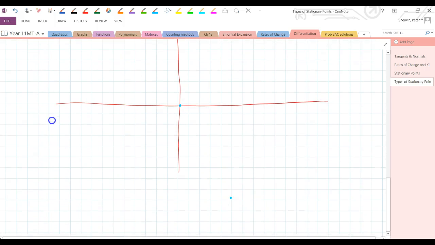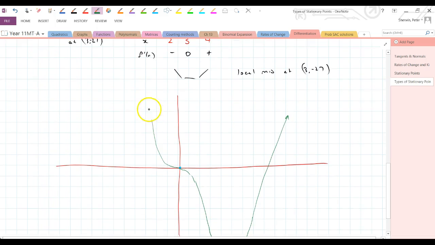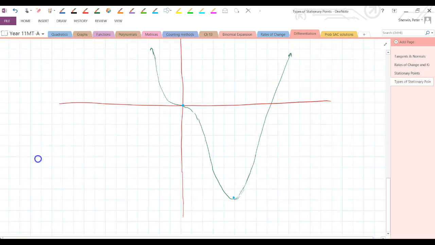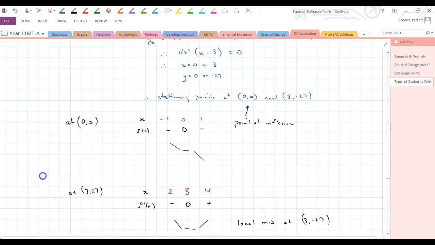So I reckon what's going on here is, I could extend this down here, so at least I've got that covered. I reckon what we've got here is a curve that comes down like this, goes through a horizontal point of inflection there, comes down, dips through at 3, minus 27, back up, and goes on endlessly in that direction. Okay, so I reckon that's going to be our curve that reflects the information we're given there.